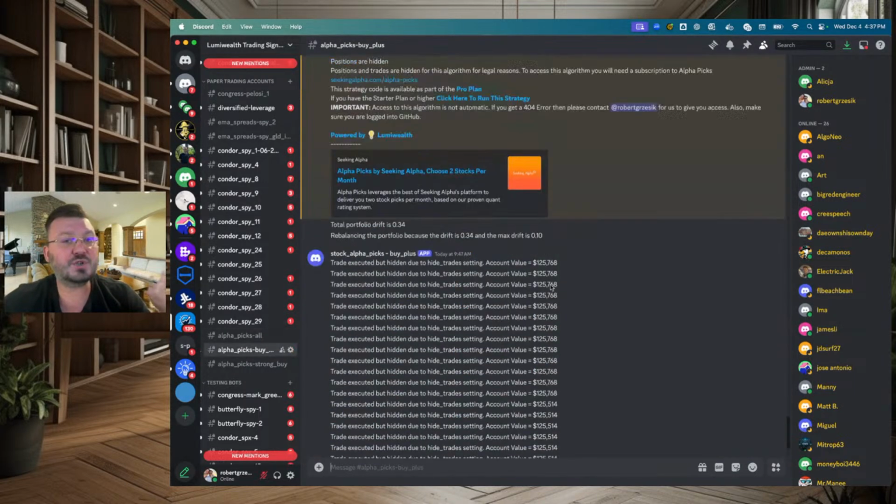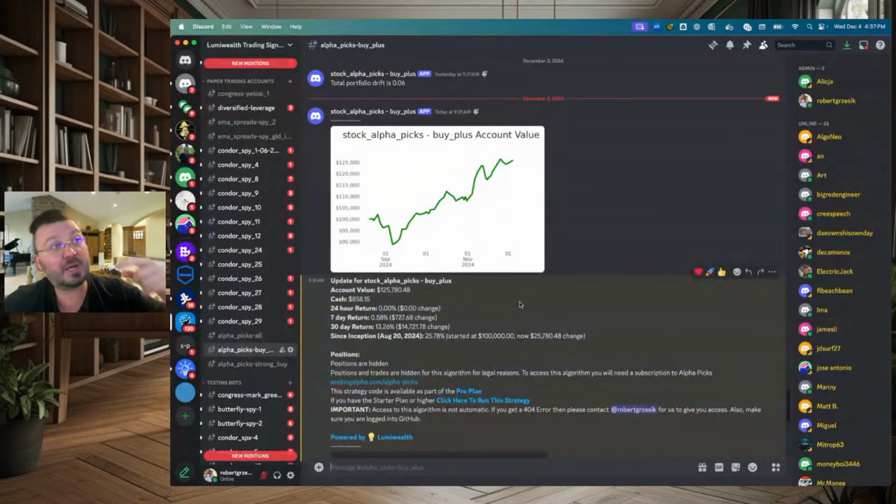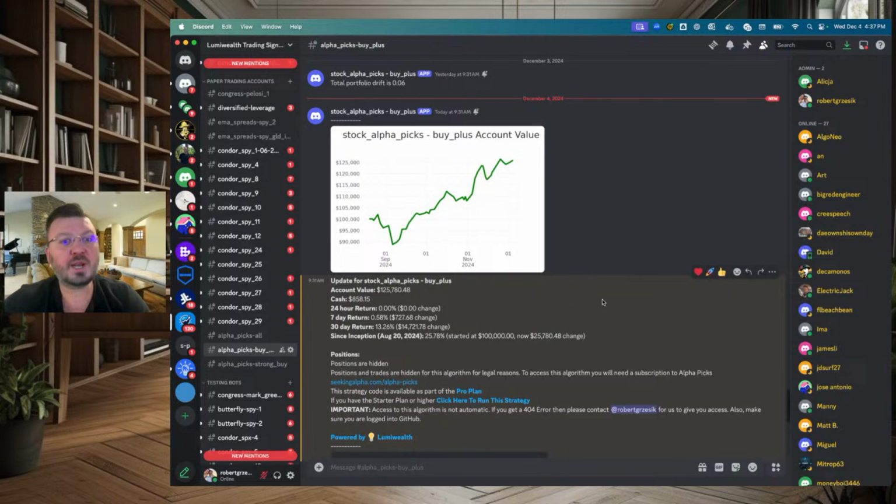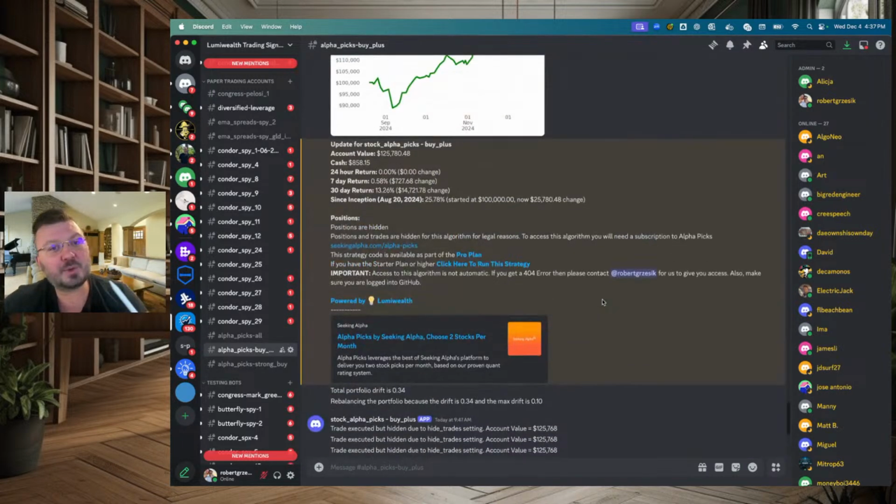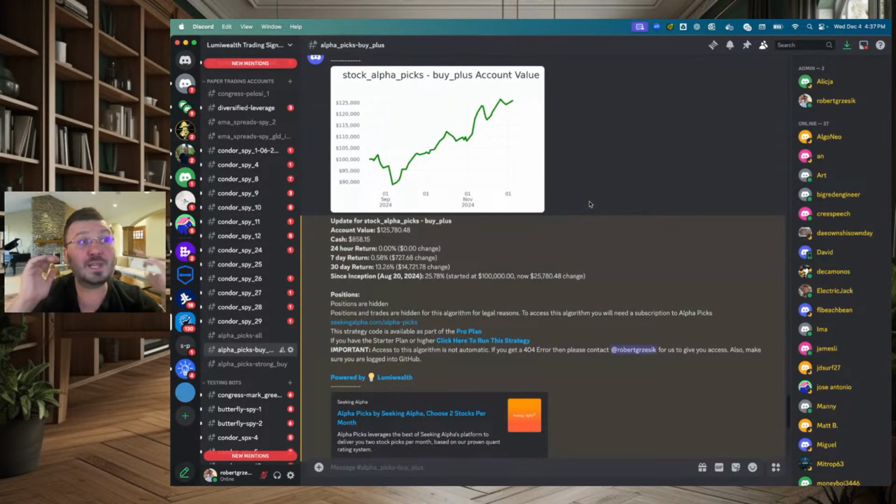The buy and strong buy, where we're only saying if it's a buy recommendation or better, did 25% over that time period, almost double, right? That's a pretty damn good return. 26% over 4 months. That is a really damn good return. Again, almost 10% a month. That's wild, right?